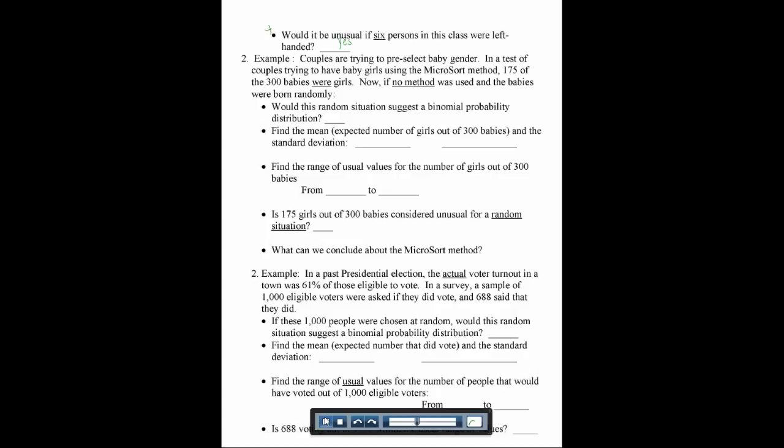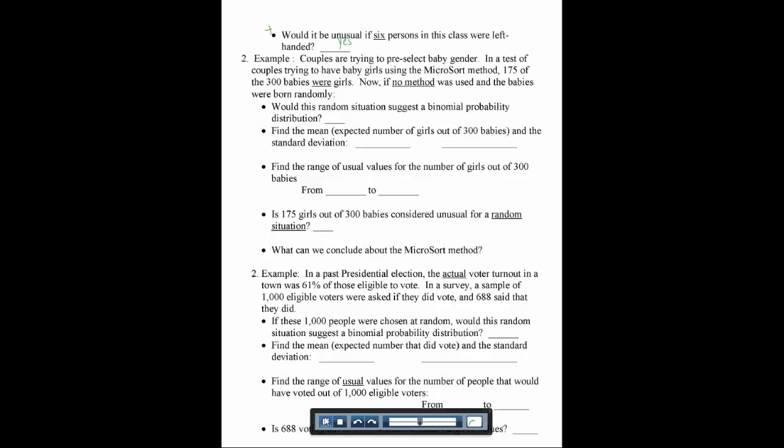Okay, so our second example says couples are trying to pre-select their baby gender. So before they get pregnant, they want to know whether they're having a boy or a girl. In a test of couples trying to have baby girls using this microsort method, 175 of 300 babies were girls. Okay, so now we want to think about what would happen if no method was used. They weren't using the special method, they were just naturally having babies.